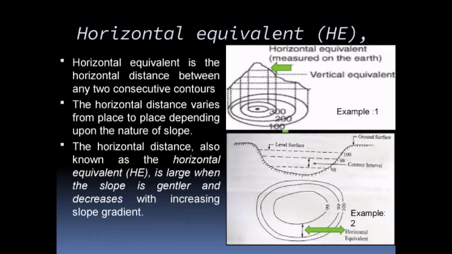Horizontal equivalent is the horizontal distance on the Earth's surface between successive contours. The smaller the horizontal equivalent, the steeper the average slope. The larger the horizontal equivalent, the gentler the slope. It is not constant. It varies from point to point depending upon the steepness of the ground. It is measured to the scale of the map. That is, the distance must be measured on the map and converted to actual distance by multiplying with the scale of the map.